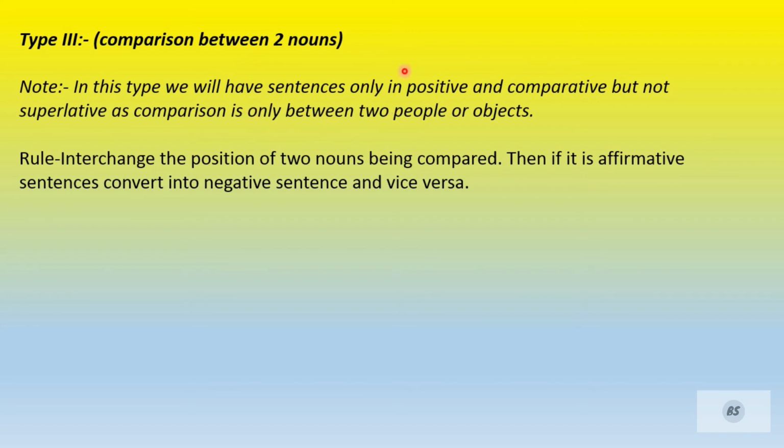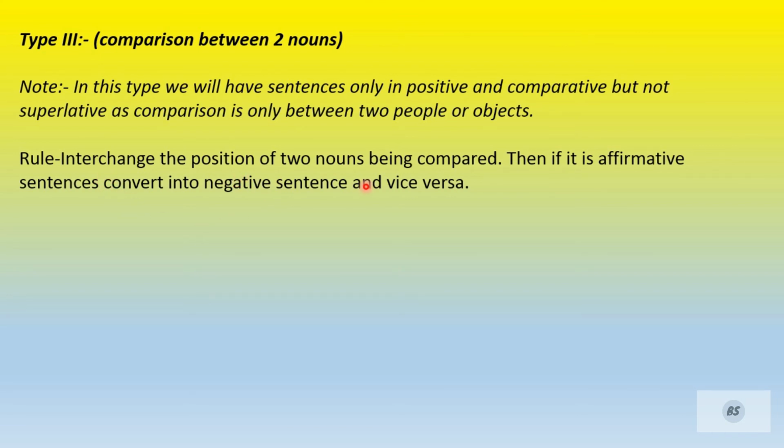But when we compare only two people, we cannot convert into superlative because only two people are involved. So we cannot compare with more than one, so superlative is not possible. So these types of sentences we can convert only from positive to comparative and comparative to positive, not into superlative. Now let me tell you the rule.